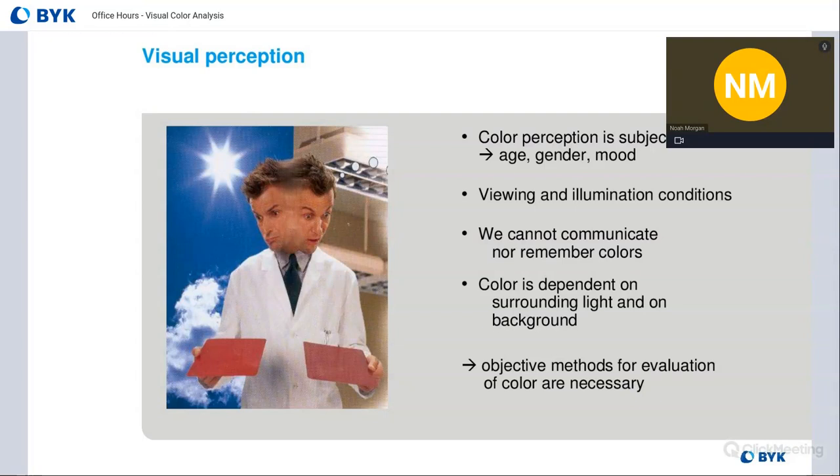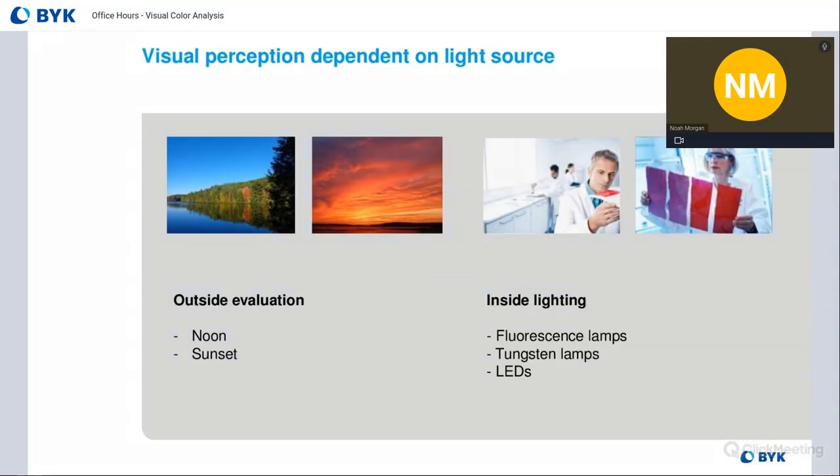Color is also dependent on the surrounding light and on the background. So we just saw that in that previous slide where we had the yellow stripes and how that affected that blue color. It seemed a lot lighter than it actually was. So it's important to know that when we're trying to evaluate something, there's a lot of different variables that are playing into the situation. And so objective methods are needed for a really accurate color evaluation.